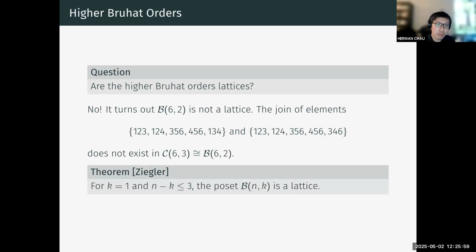But what is true is that, well, we know the weak order is a lattice, but also if you let n and k be such that their gap is at most 3, it turns out that poset is also a lattice.